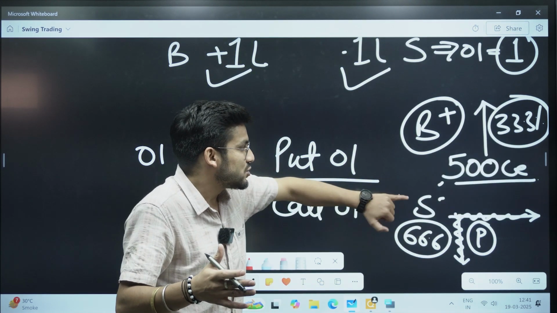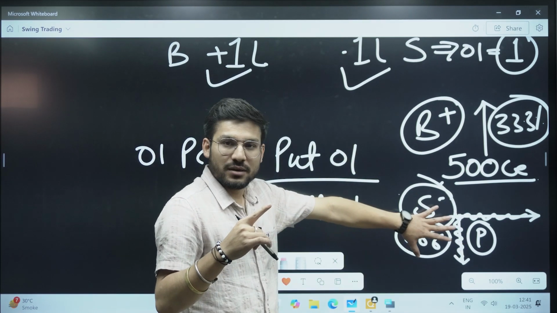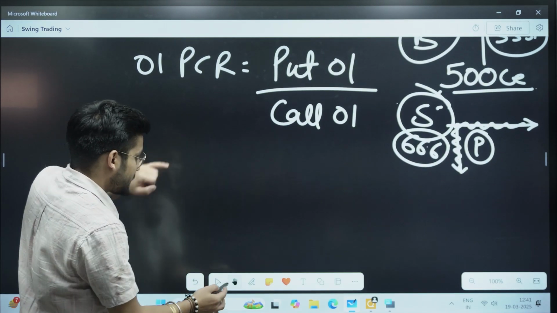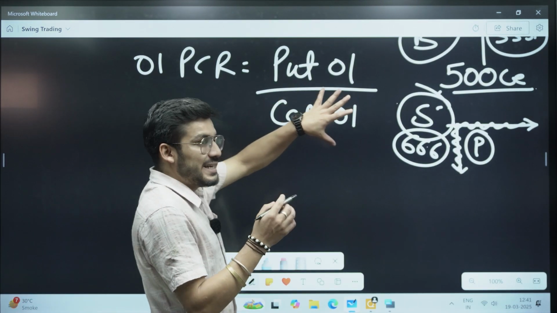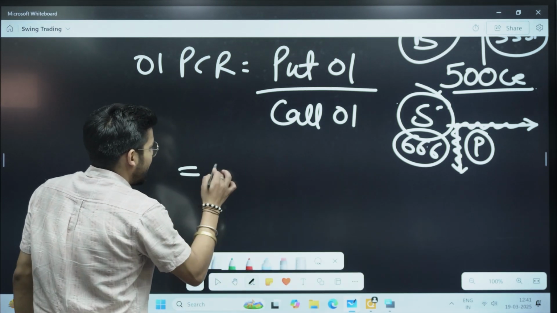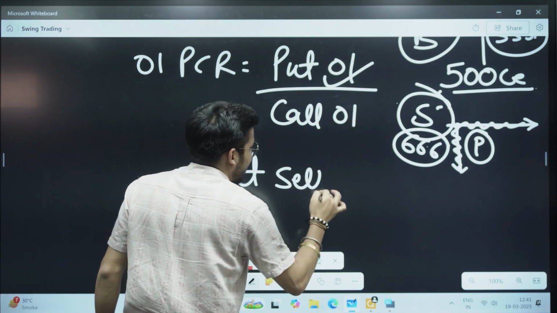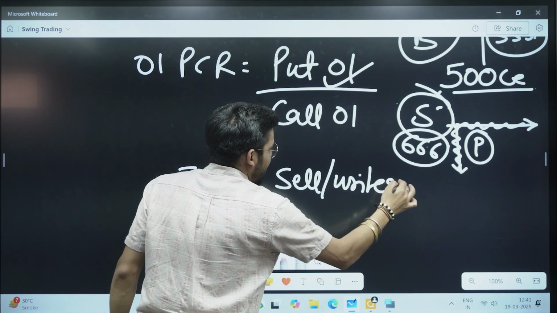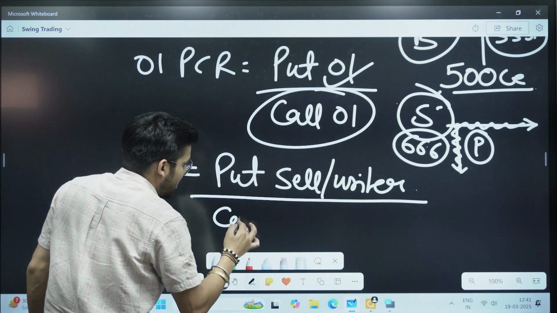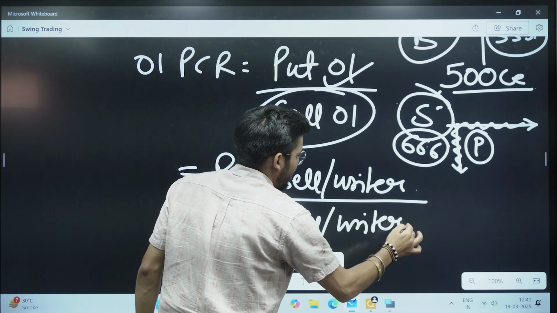That is why we interpret the open interest in options in terms of the seller. I hope you got to know the concept. So what will be the approach here? We are identifying the open interest in terms of the seller. So in place of buyer, I'll write seller, or you can say writer as well: the put writer or put seller. And similarly for calls, I'll write call seller or call writer here.